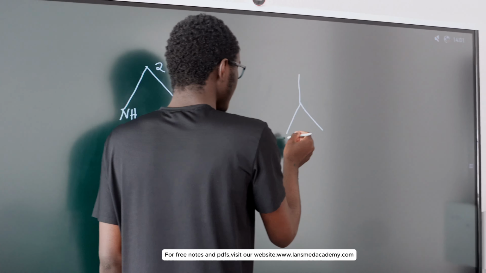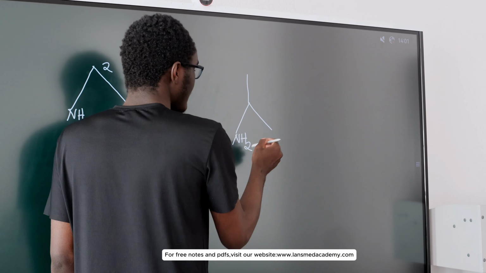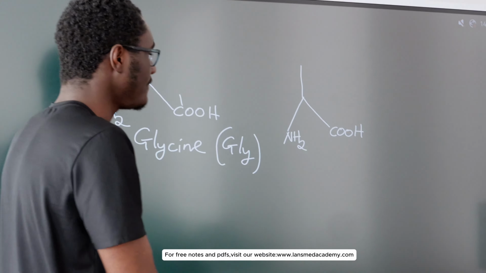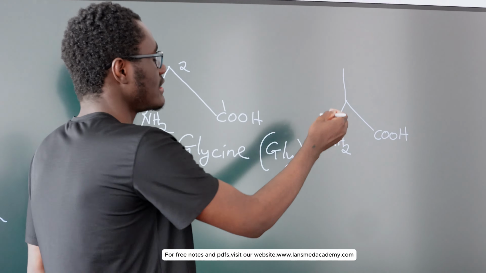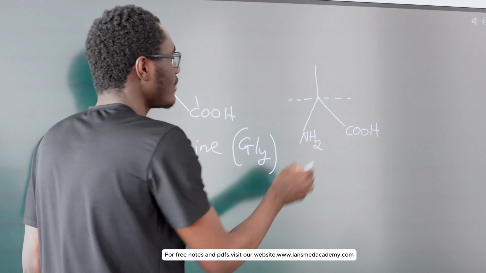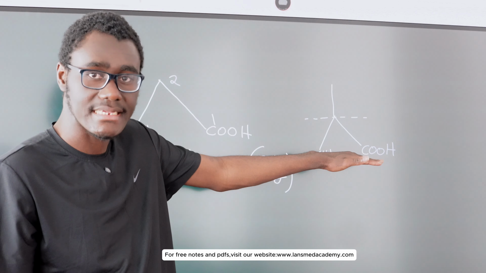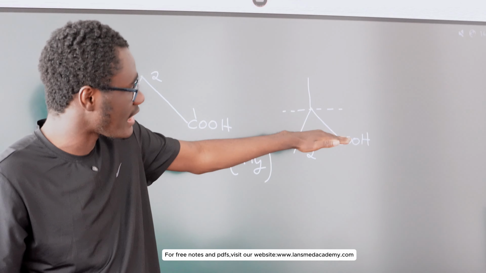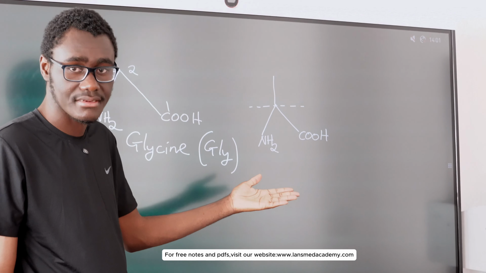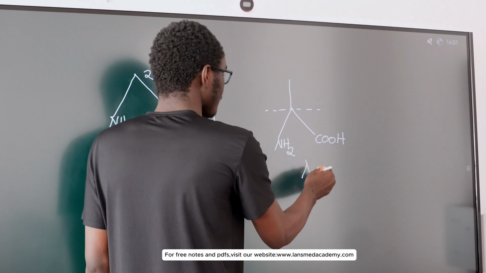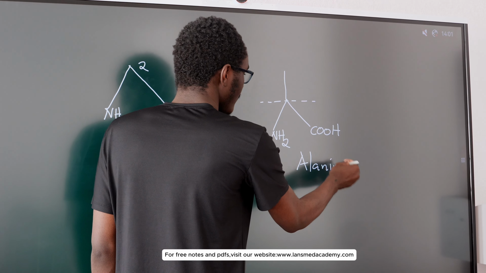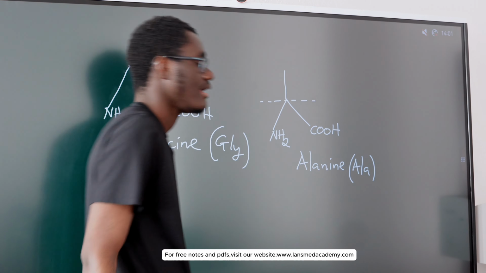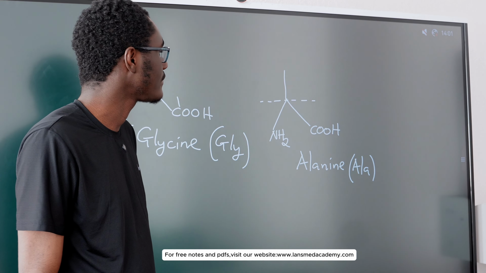Alanine, like glycine, has amino group and carboxylic acid group. The difference between these two amino acids is the number of carbon atoms. So as you can see, below the line is glycine, and a methyl group attached to glycine becomes alanine. And the three-letter abbreviation for alanine is Ala. Next.